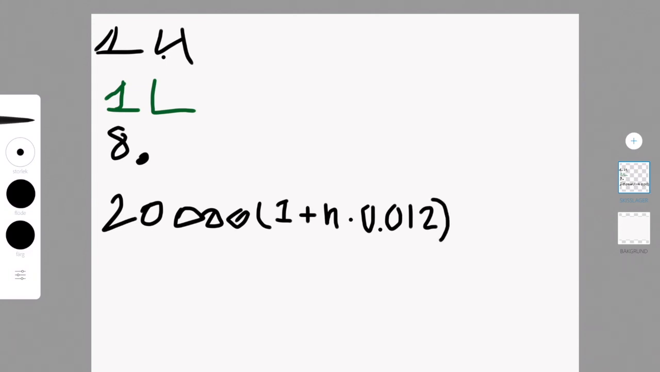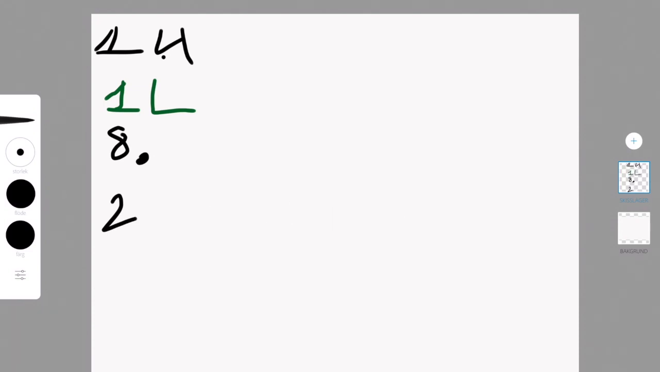So for the simple interest, it would be 20,000 times 1 plus n times 1.2, because obviously we don't know how long it needs to be in there for it to become equal to the other account. So n is just n. We are looking for n.